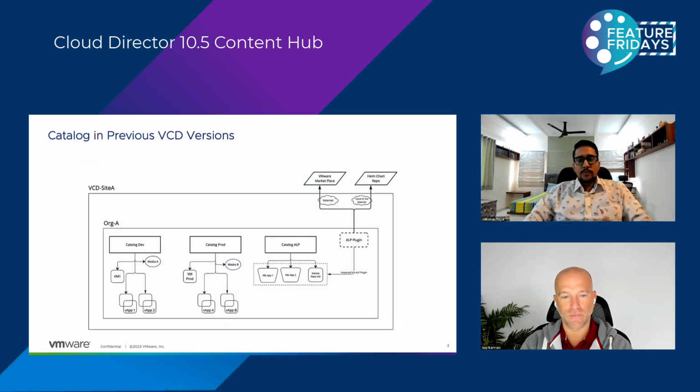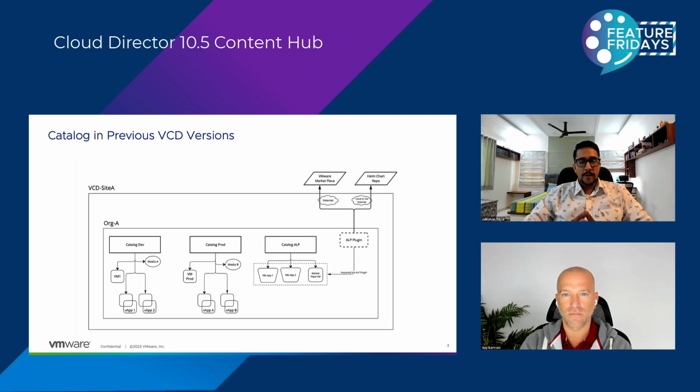So in the previous version, I'm sure 99% of us understand that we had the concept of catalog, which was a place where we could store our virtual machines, vApp templates, and media. Now, some of you might ask whether catalog could also store the content, the container applications and virtual machine applications, which we have got from external sources.